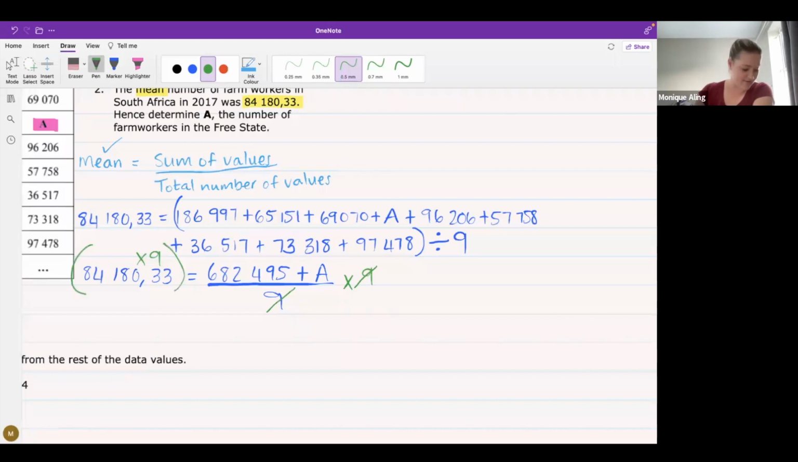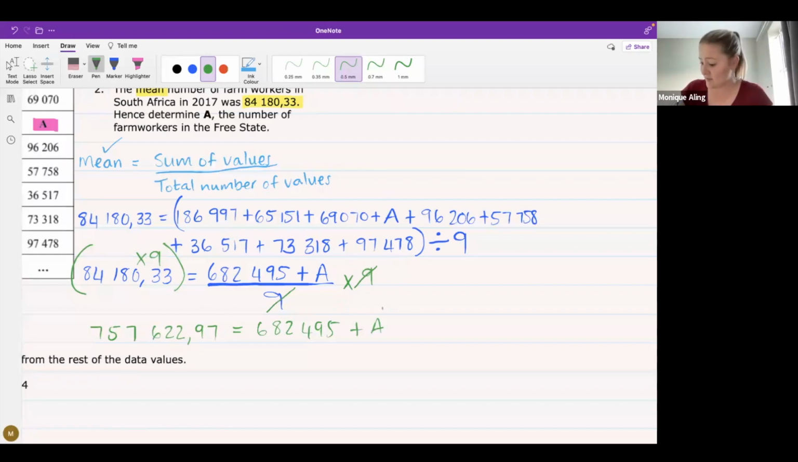I get an answer of 757,622.97 is equal to 682,495 plus A. Okay, now we still need to get A by itself, so we need to get rid of this number. This is a positive number. So to get rid of it, we're going to minus 682,495. What we do to the one side, we do to the other.